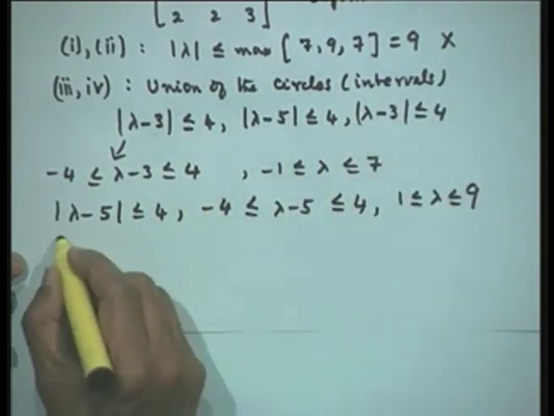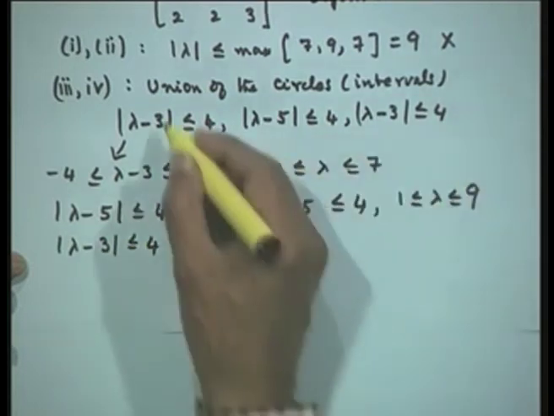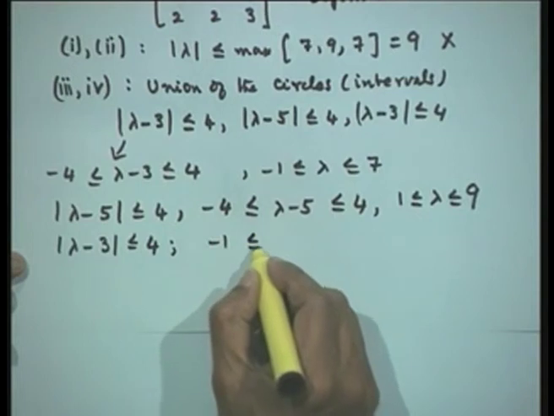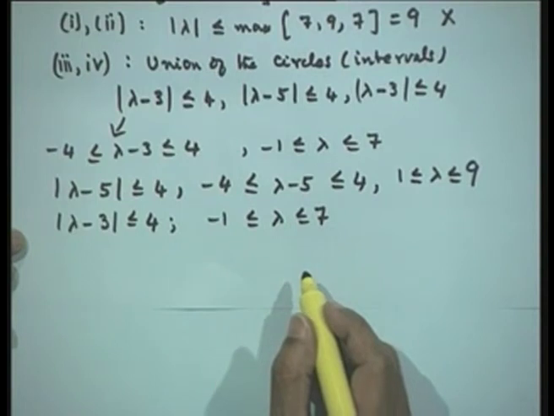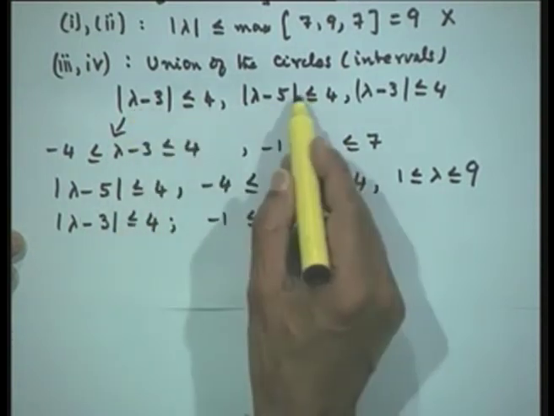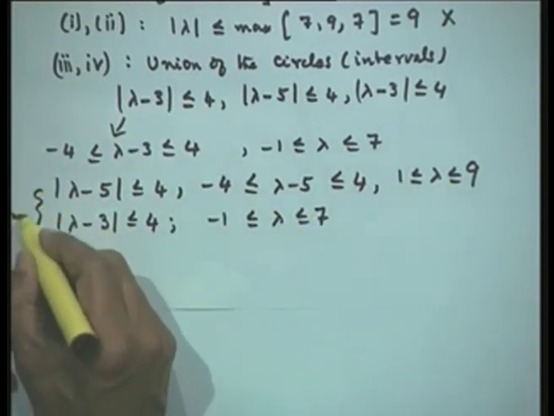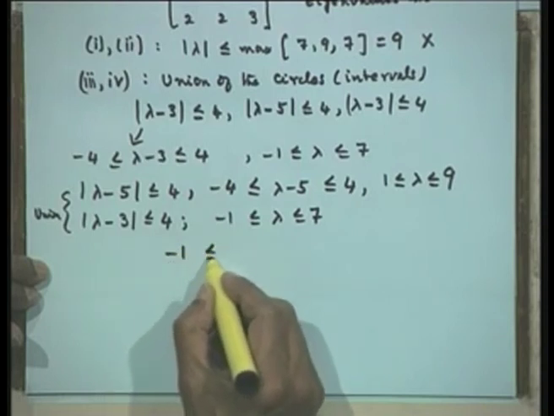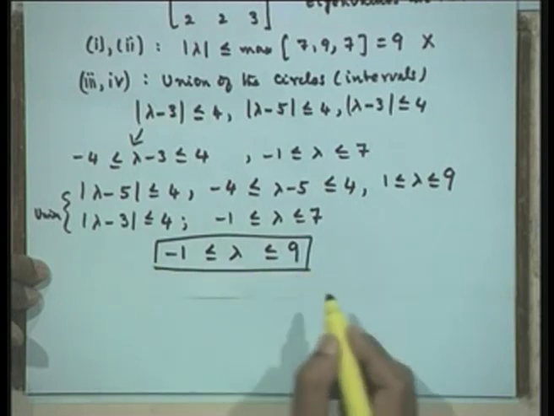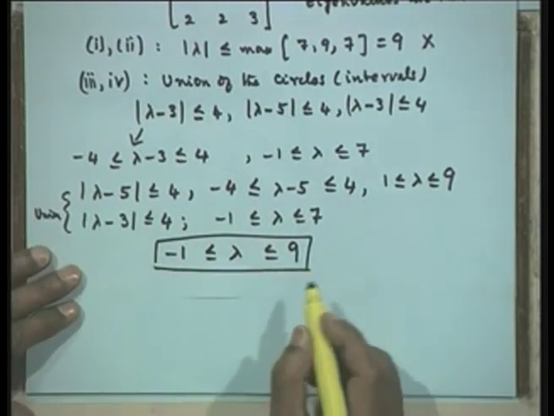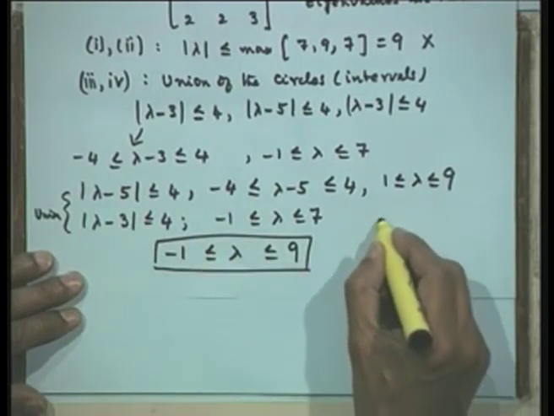Then I have the third one, lambda minus 3 less than or equal to 4, which is the same as the first one. So, this would also give you minus 1 less than or equal to lambda less than or equal to 7. Now, I need the union of these circles. I want the union of these two. The union would be minus 1 less than or equal to lambda less than or equal to 9. Therefore, this is the bound for the eigenvalues of the system.